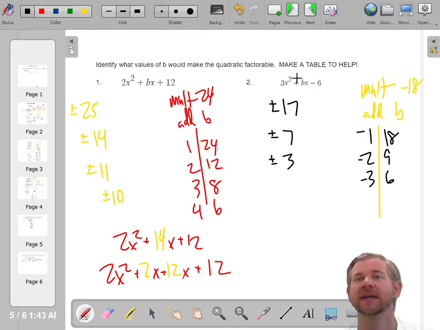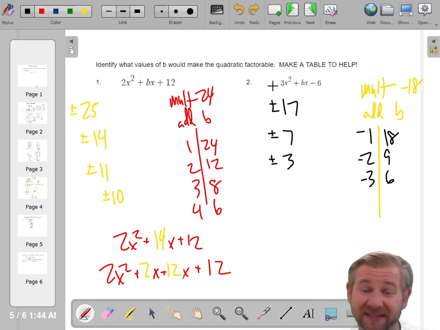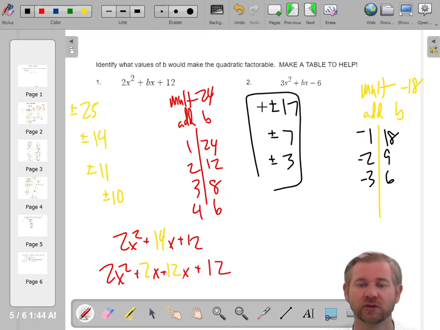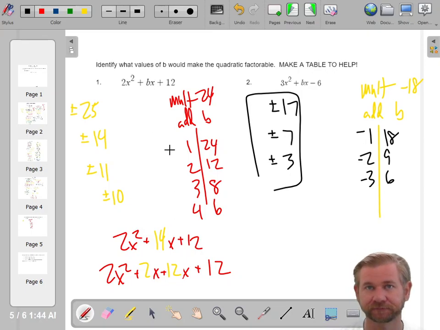I could put 17 there and it'd be factorable. I could put 7 there and it'd be factorable. I could put 3 there and it could be factorable. You could probably put any multiple of 3 because then you have a GCF. But what I'm really looking at are those. Those would make it so I could split the middle.